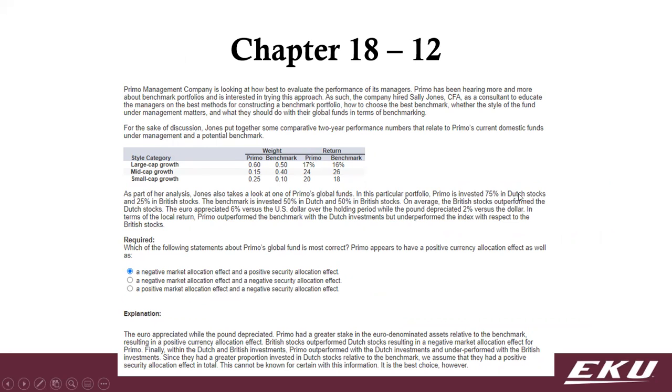And so in the Dutch, they're going to be using the euro, the British use pounds. And then both of these, we can talk about what they've done relative to the US dollar. So the euro appreciated 6%, the pound depreciated 2%. So it's not just the return on the stocks, but also the currency that those stocks are in. So there's just a lot going on there.